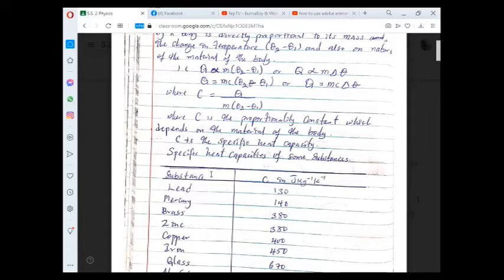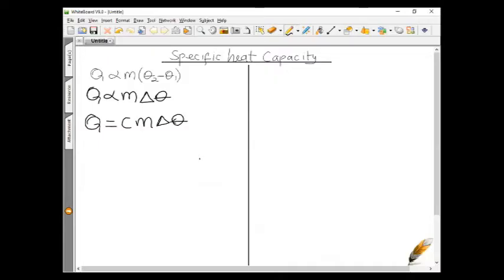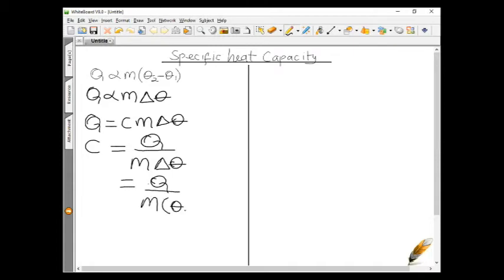Let's complete what we started. Our C can be made subject of the formula. So, for me to make C the subject of the formula here, what am I going to do? I will say C equals Q, which is quantity of heat, over M change in theta, which can otherwise be written as Q over M into (theta 2 minus theta 1). And that's that.